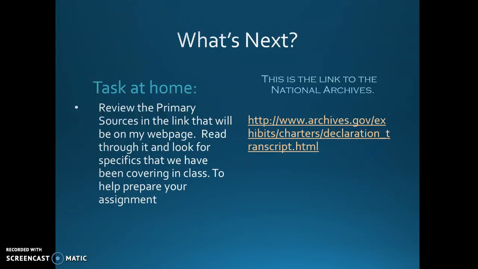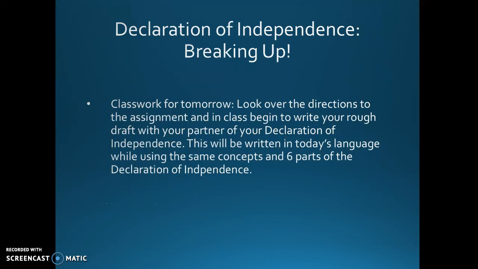What's next for us? I would like you to go over that and get some ideas of what you might want to say in your breakup letter. You could be working with a partner, which I'll talk about a little bit more tomorrow, but I'll show you in just a second. But you should start thinking about the main reasons for breaking up from England. I put over here the link of the National Archives. This lets you look at it on a computer, so it might be a little bit easier than your textbook. But ultimately, our goal here is to have our own breakup letter.